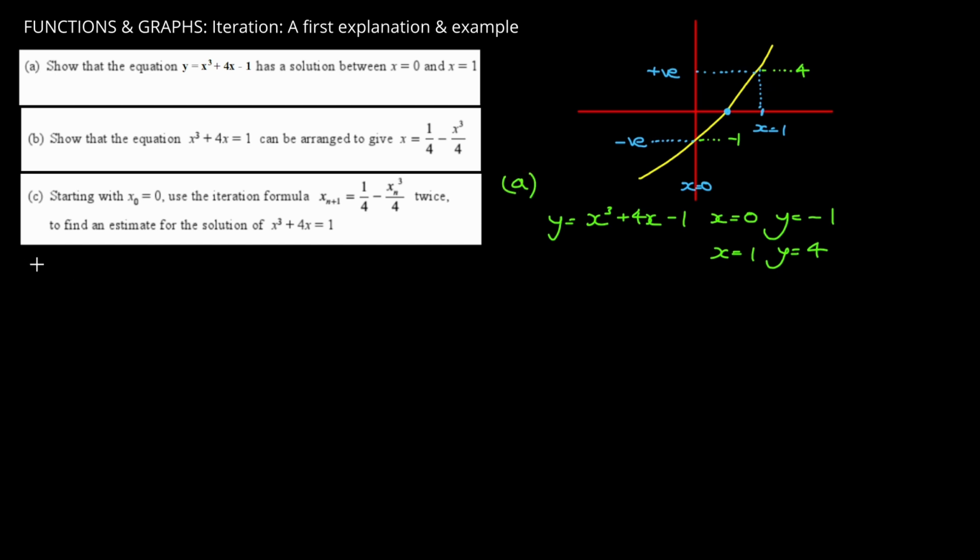And what happens now in part B is we say let y equal 0. So we're at this point of the curve. And our curve becomes 0 equals x cubed plus 4x minus 1. And we can rearrange it in the form that the question now states by just putting the 1 on the other side. Now they're asking us to do a further rearrangement. Can it be arranged into this?